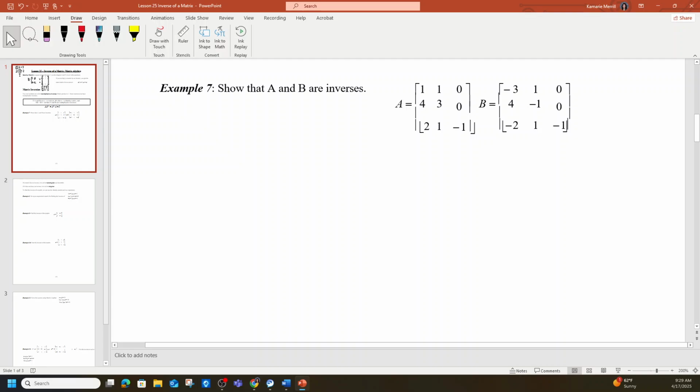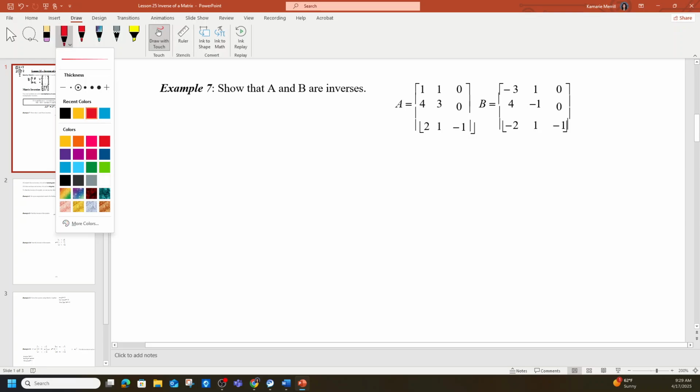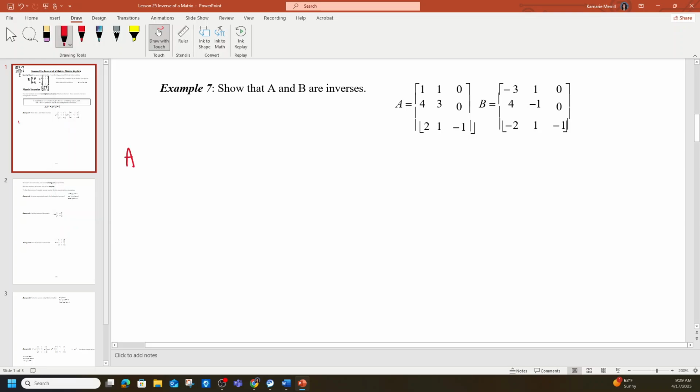So how would we show they're inverses? What did we just learn? Taking A times B, and then we're also going to have to do B times A and prove that they're inverses. Now this is a 3 by 3 times a 3 by 3. So we're going to get a result of a 3 by 3 in the end, right?